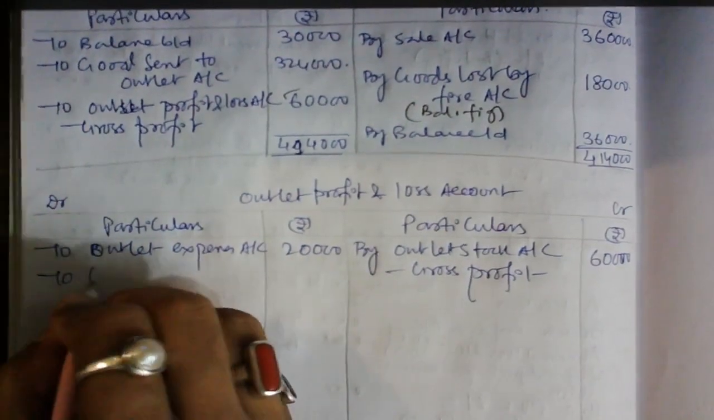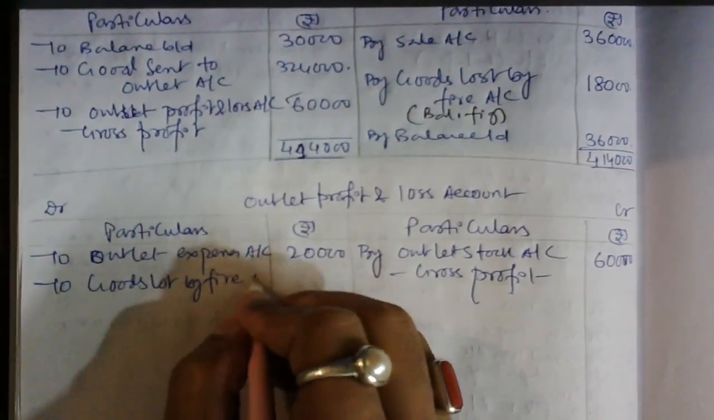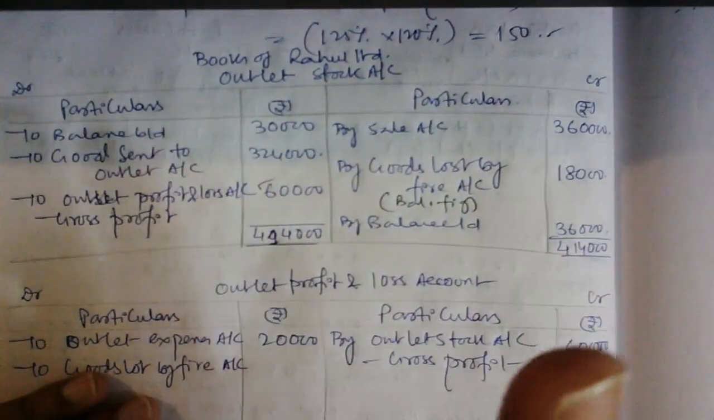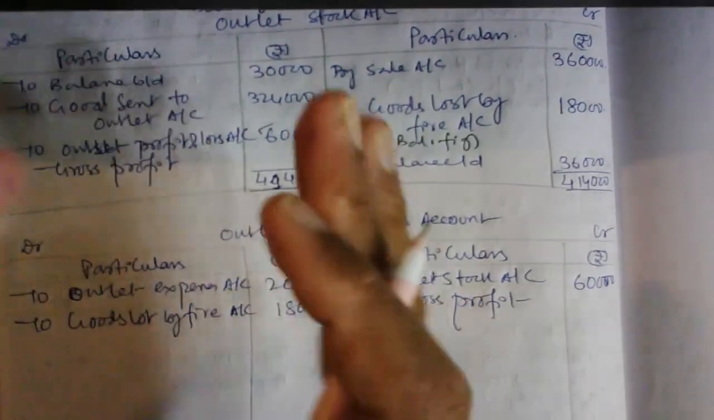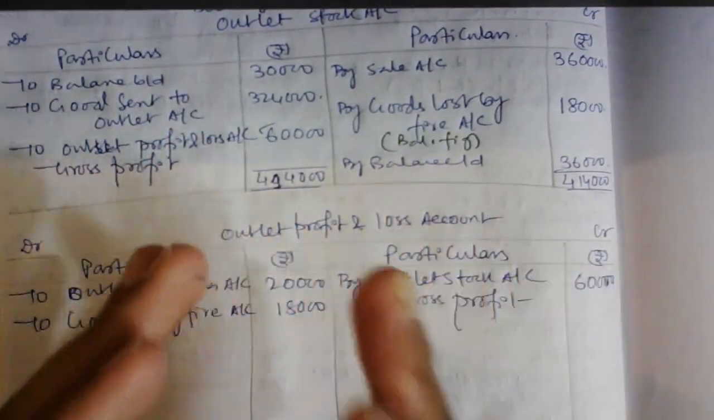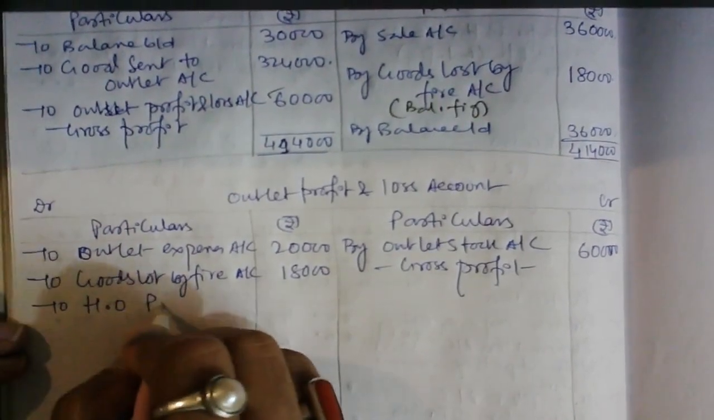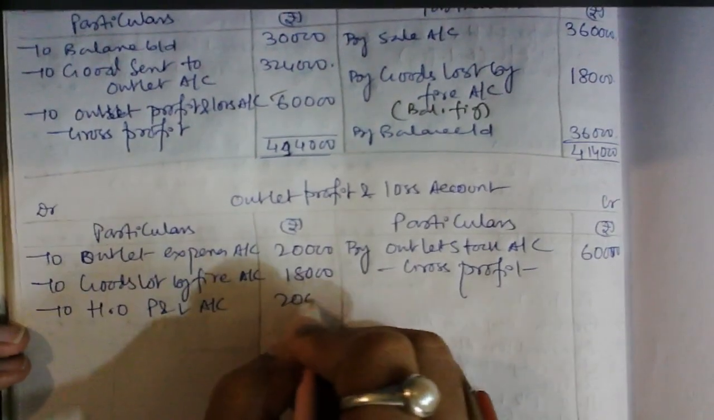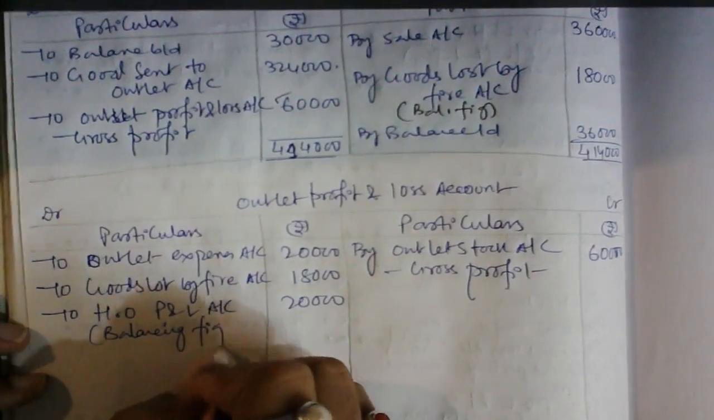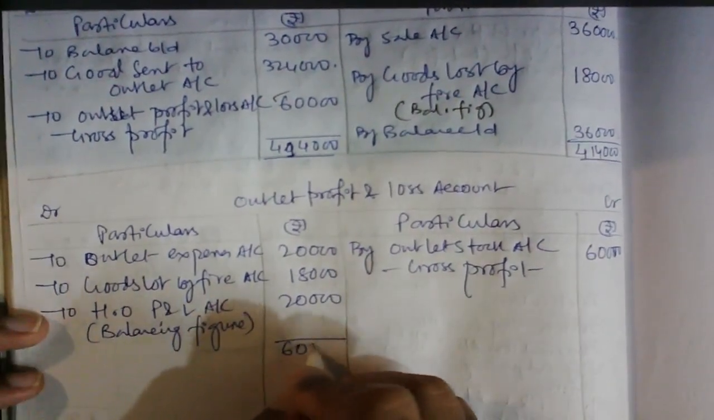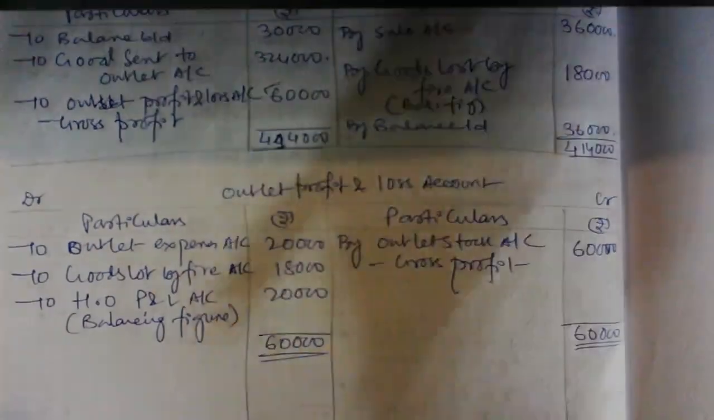So here we have some goods lost by fire. Perfect. Because we didn't receive any insurance claim, we cannot plot the net loss. Rather, we are going to plot the total loss. Okay. Because we didn't receive any insurance claim, we are going to plot here the total loss. And then to HO profit and loss account, balance. So we have 20,000 balance. You can write here balancing figure. So it becomes 60,000. So that is how you are going to maintain the wholesale branch.